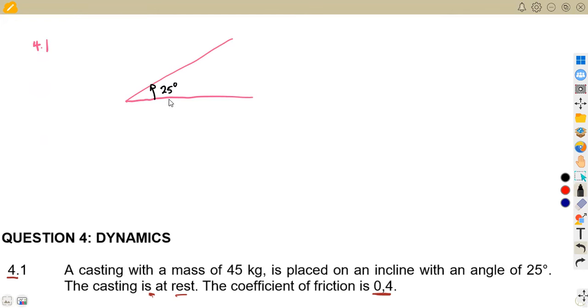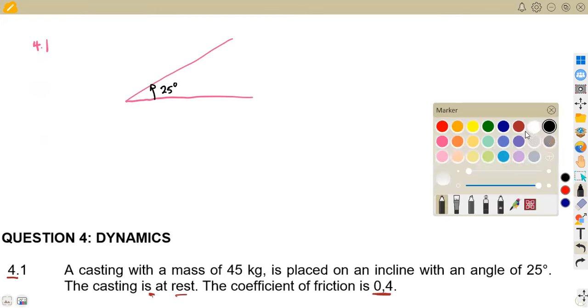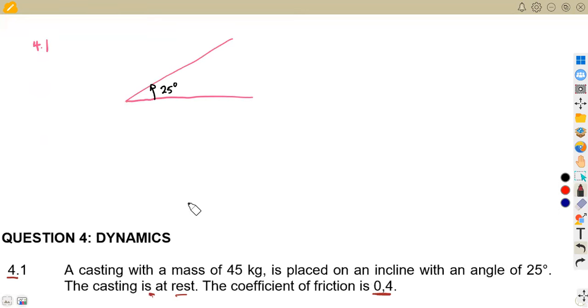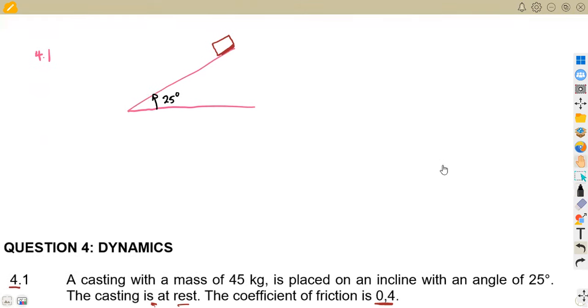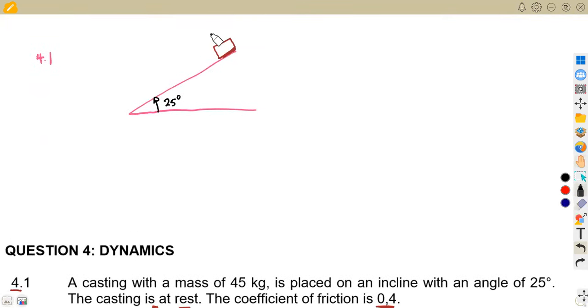That's 25 degrees here. So what is happening is that we are given a casting here that is at this point. So we have got an object that is at the top, all right? So it's at the top like this. So this is where we are given our object, which is having a mass of 45 kgs.